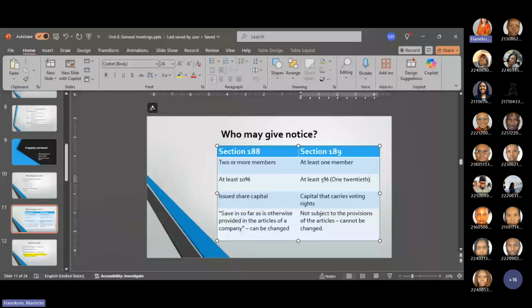So, if shareholders want to call a meeting, they have to act either in terms of section 188 or section 189. But they can only validly act in terms of section 188 or section 189 if they meet these requirements. If they do not meet these requirements, the notice of the meeting, the invitation sent out for shareholders to come to this meeting, is invalid, which means the meeting will not be properly convened.